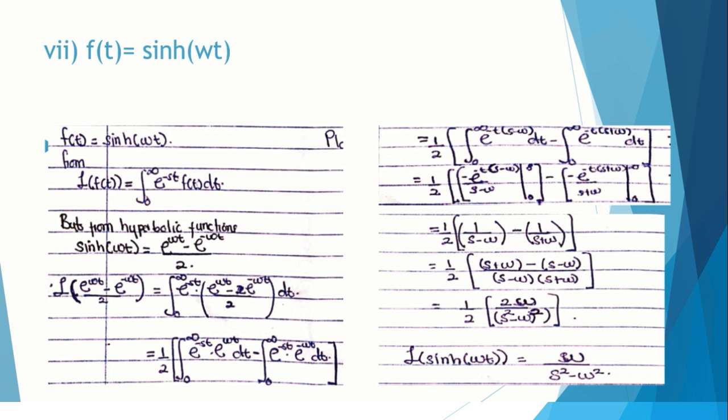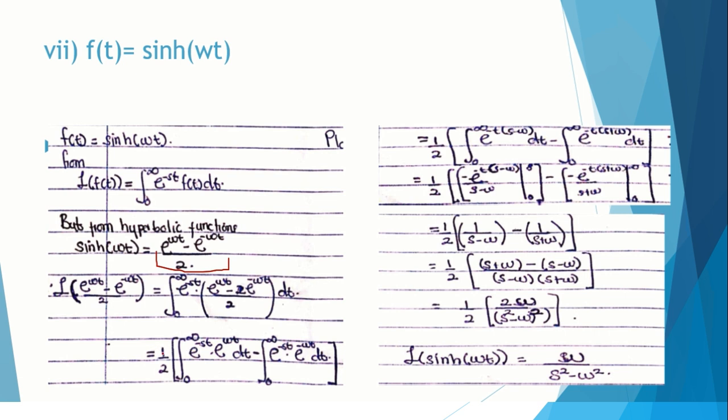This time we are being given sine hyperbolic omega t, and we know from hyperbolic functions that sine hyperbolic of an angle is always equal to the exponent of that angle minus the exponent of the negative angle, divided by 2. It is this we are going to punch into our formula, the definition for Laplace. And when we punch in, we are going to separate the integral.